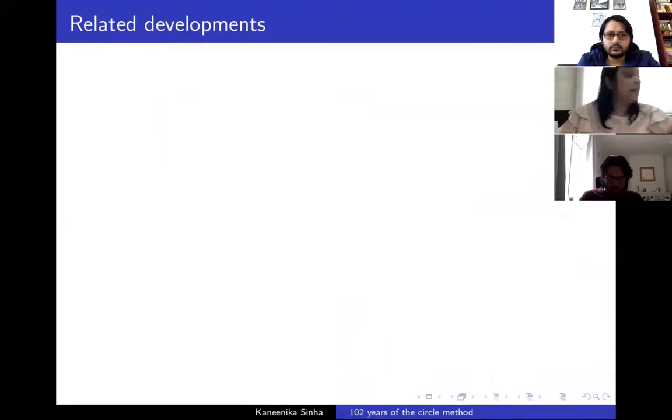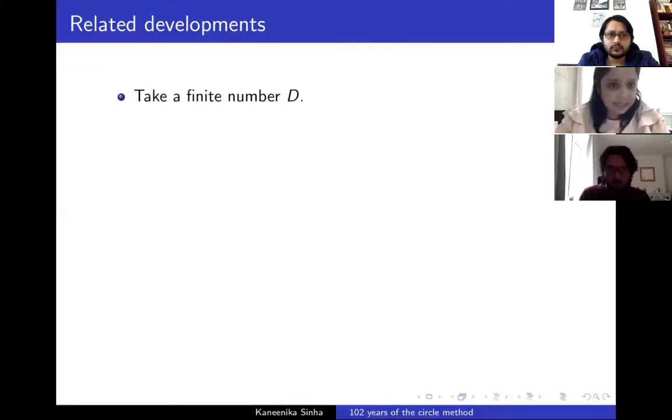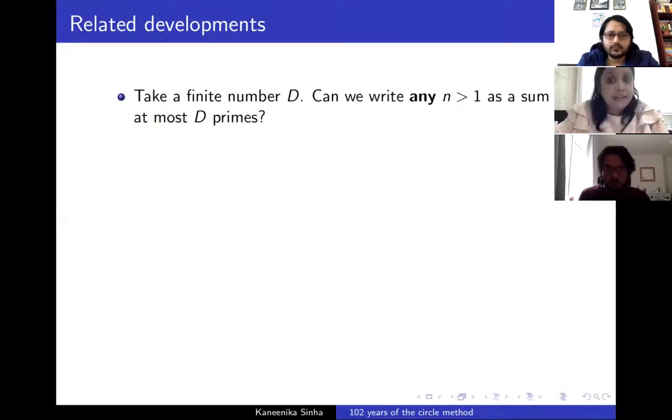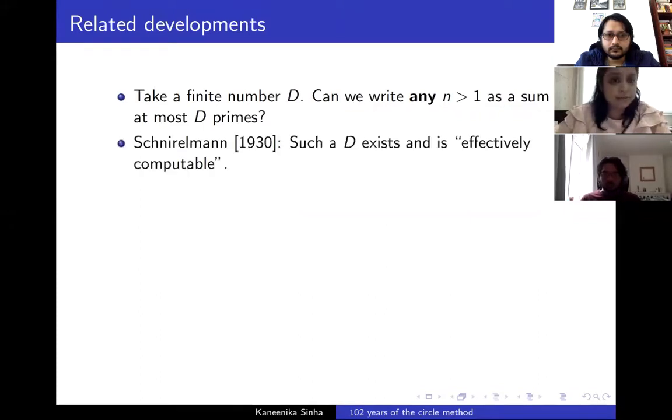Okay, now there are some related developments. We seem to be emphasizing a lot on writing n as a sum of 3 primes. But what if we wanted to relax this a little bit and write n as a sum of a certain other number of primes? So take a finite number d. Can we write any n greater than 1 as a sum of at most d primes? Take any d of your choice and you can ask a weaker form of Goldbach's question in terms of writing n as a sum of at most d primes.